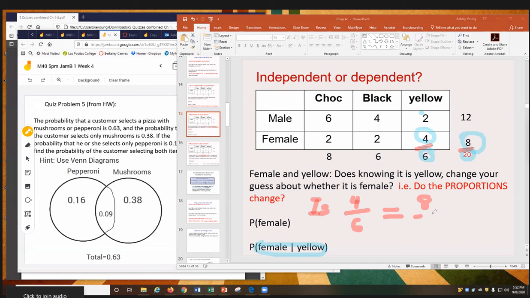And here's the easiest way to do that. Bust out your calculator and put them in. This will end up being 0.66667. This will end up being 0.4, I think. So are they the same? No. So they're not the same. So they are dependent.